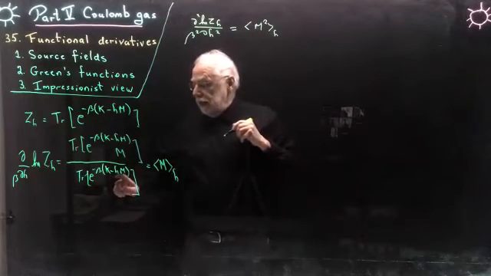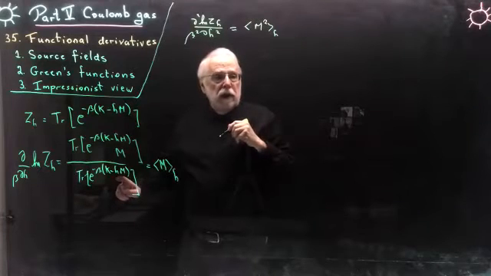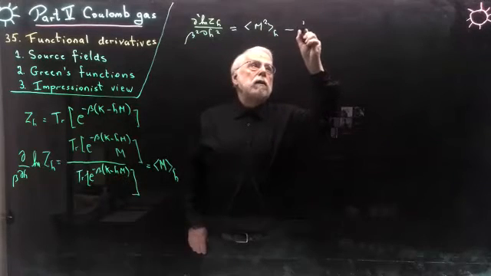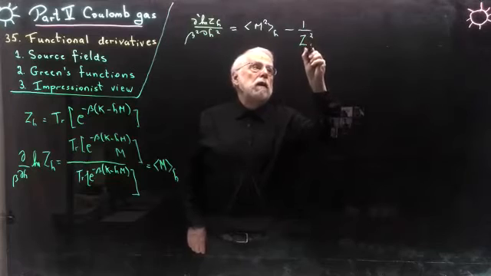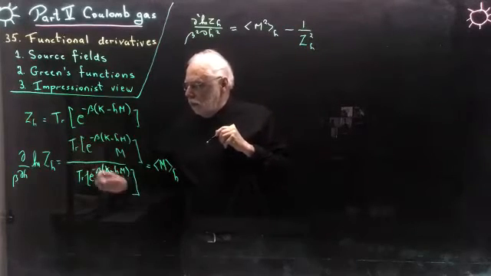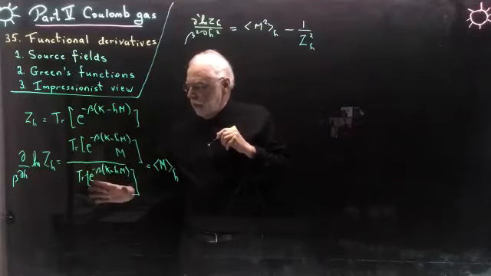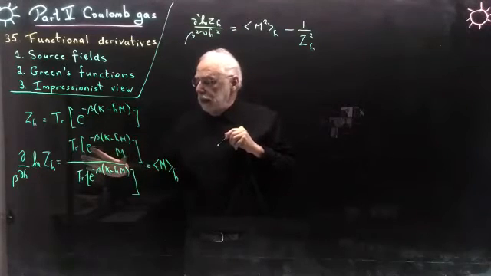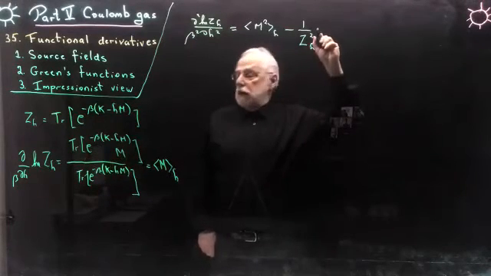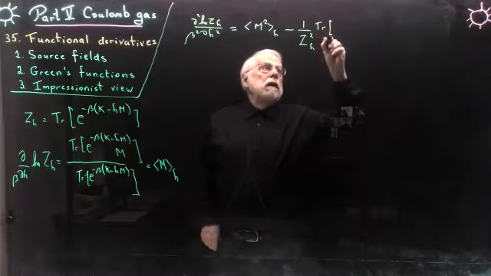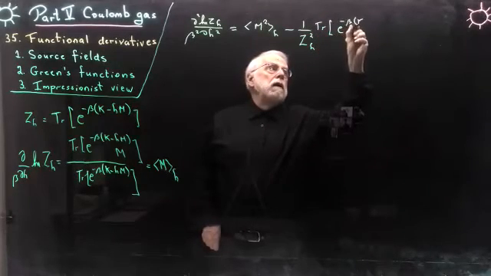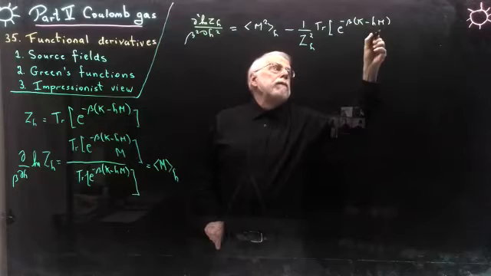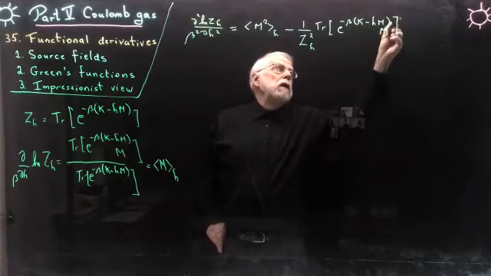But the magnetic field is there also. So when I take the derivative of the denominator, I get minus 1 over Z square of h. This is 1 over Z, so I get minus 1 over Z square. Then I do the derivative of the denominator, so I will get this squared: the trace of e to the minus beta K minus hm times m, everything squared.